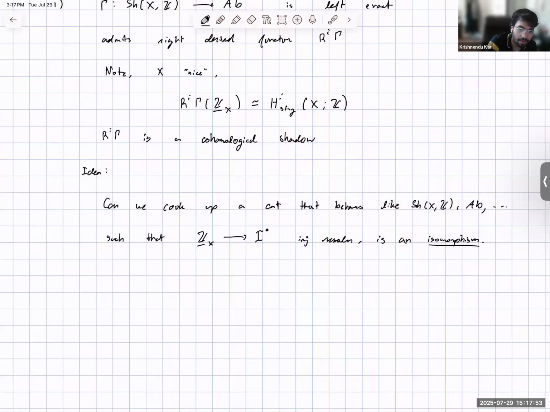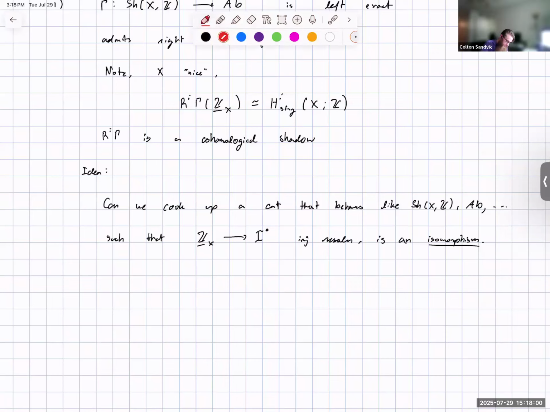I have a question. What is this symbol, Z lower bar X? Oh, this is just the constant sheaf on X. Oh, okay.